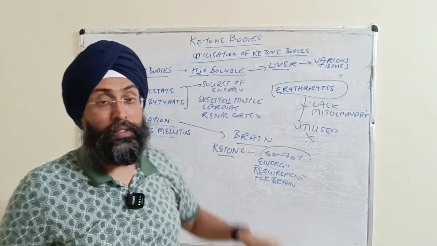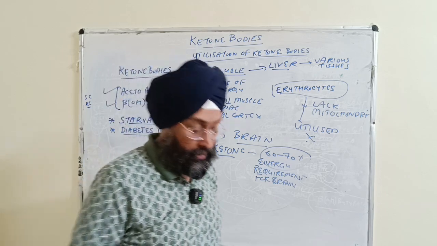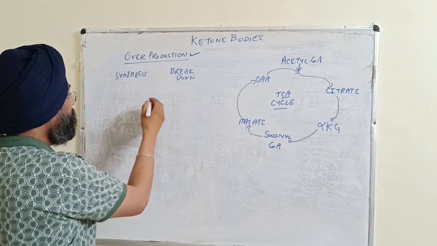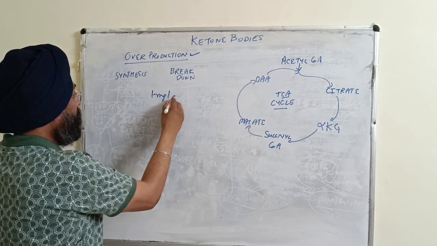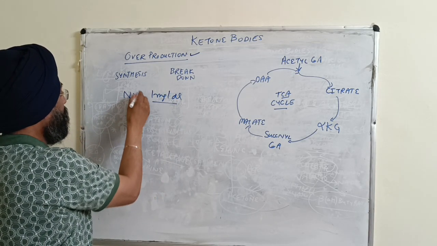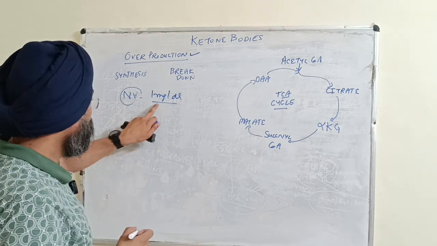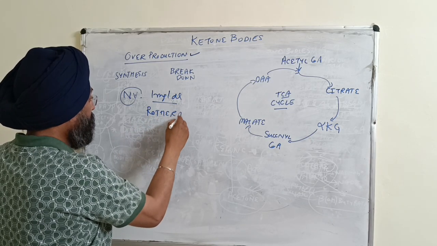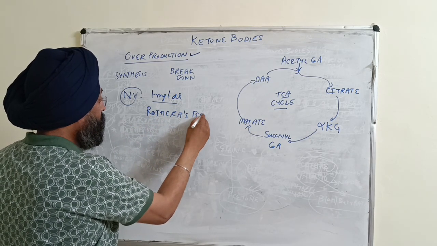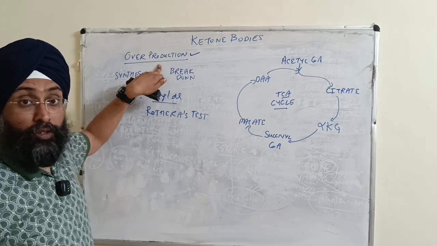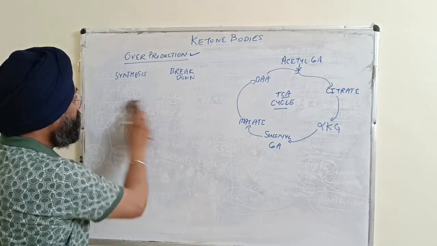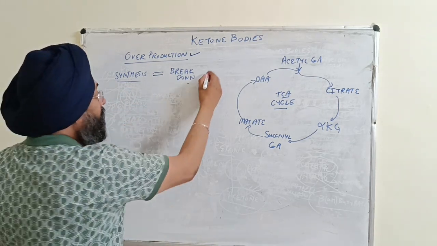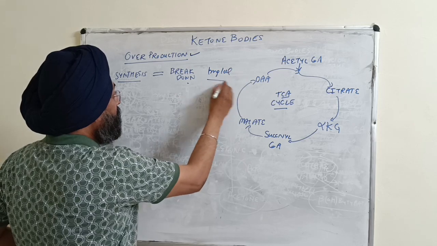Now we'll start with the metabolism in starvation and diabetes mellitus. Now we'll discuss the overproduction, right? First of all, the normal level of ketone bodies in blood is 1 milligram per deciliter. That is the normal level, right? At these normal levels, they cannot be detected by the Rothera test, right? When overproduction takes place, there is one delicate balance, that is synthesis is equal to breakdown. So the level is normal, equal to 1 milligram per deciliter, right?